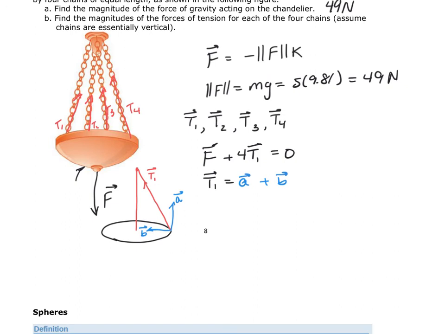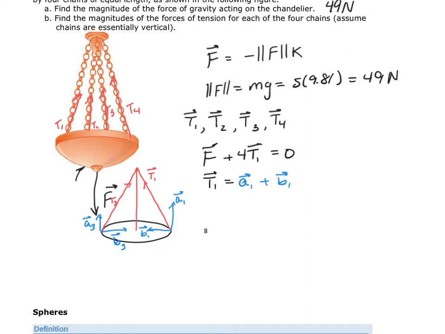Now I'm going to subscript these because even though all of our tensions are the same, we do need to talk about what happens as we go around our rim. We also have this other tension. We're going to call this T3. Now this T3 also has a B component. It also has an A component. This is my B1 and my A1. This is my B3 and my A3.